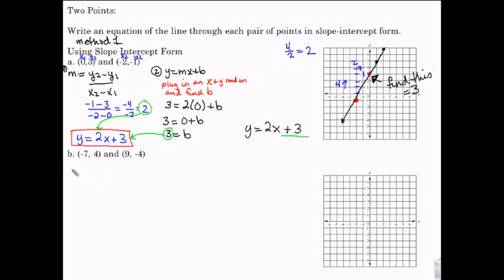So we'll do those both again. So we'll do algebra over here and pictures over here. Okay. x1, y1, x2, y2. So my slope is going to be negative 4 minus 4 over 9 minus negative 7. That's plus 7. So I have negative 8 over 16, which reduces to negative 1/2.